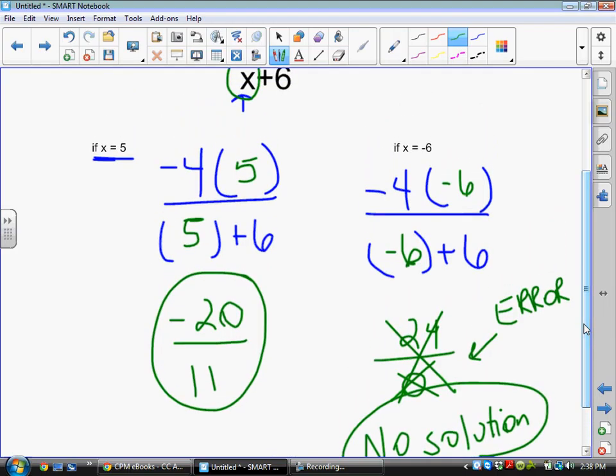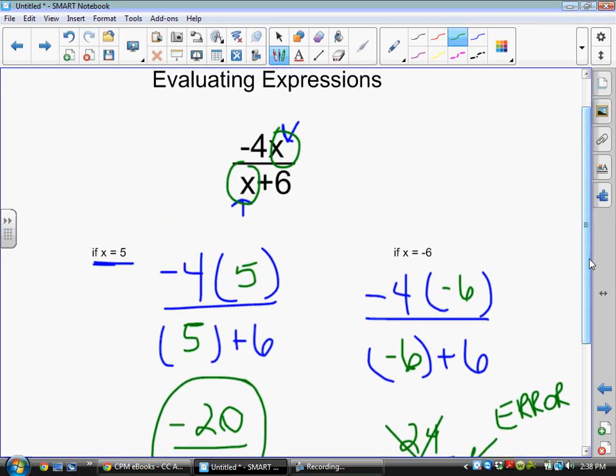Okay? So again, make sure with negatives that you're using parentheses, but all you're doing to evaluate expressions is replacing the variable, the letter x or y, or whatever letter it is, with the number that is given to you in the problem.